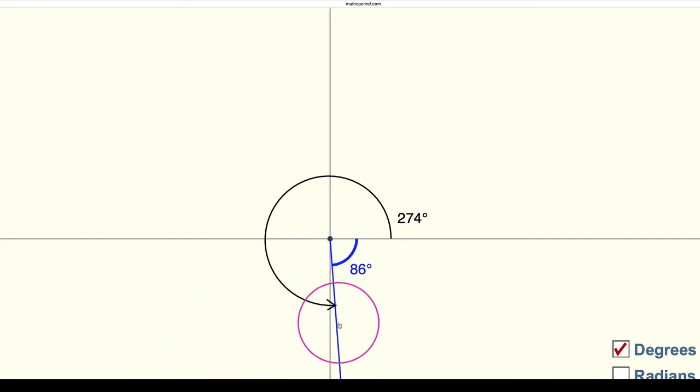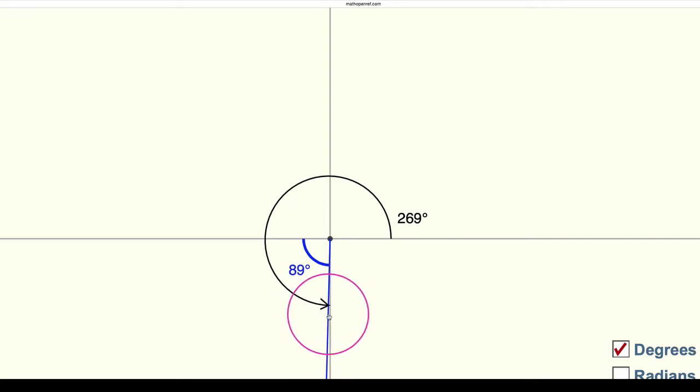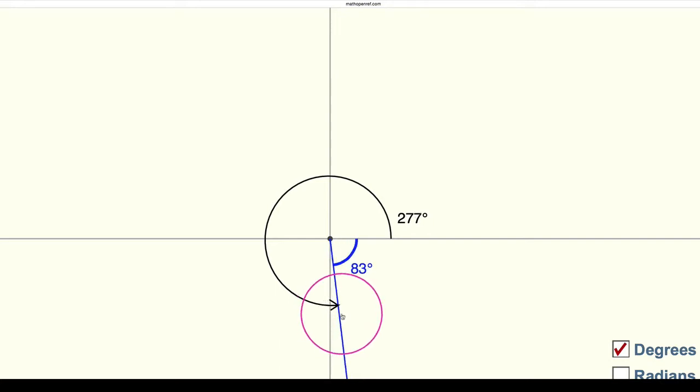If I keep going over here, we see how the reference angle just keeps following this. But you can see that the biggest the reference angle ever gets is 90. You could never get more than 90 because by definition it's the acute angle formed between the terminal side and the x-axis.